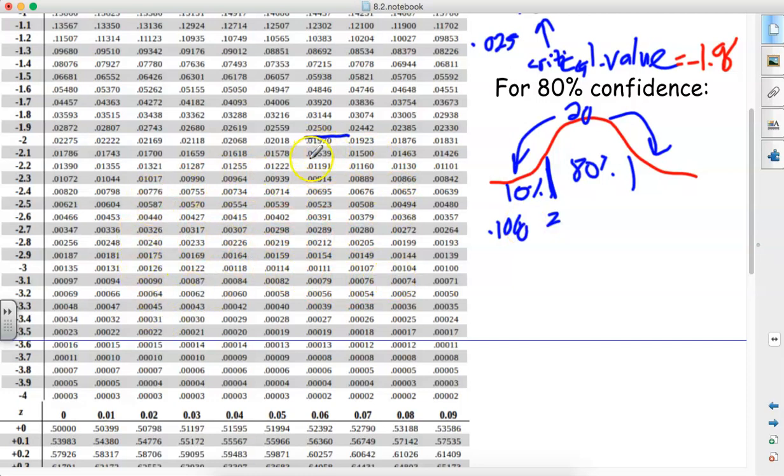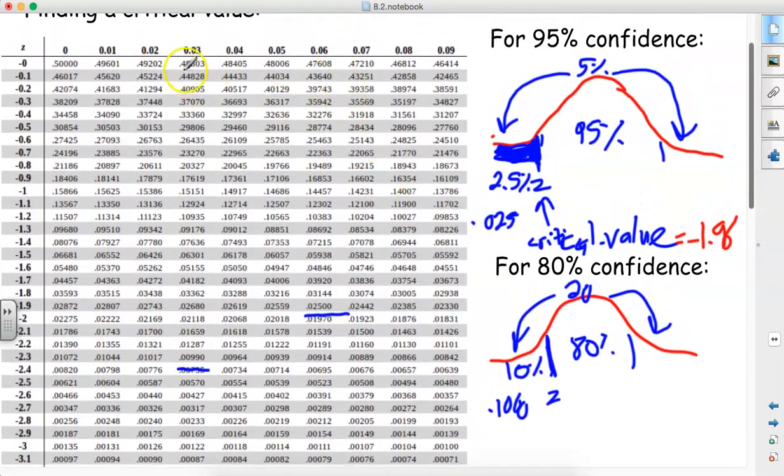Right here is 0.25. Let's see, 0.1017, 0.0990. It looks like this one is only about 10 thousandths off, whereas this one's about 17 too big. So this one looks like it's the closest one to 0.10. That would be a z-score of negative 2.33. So for this one, our critical value equals negative 2.33.